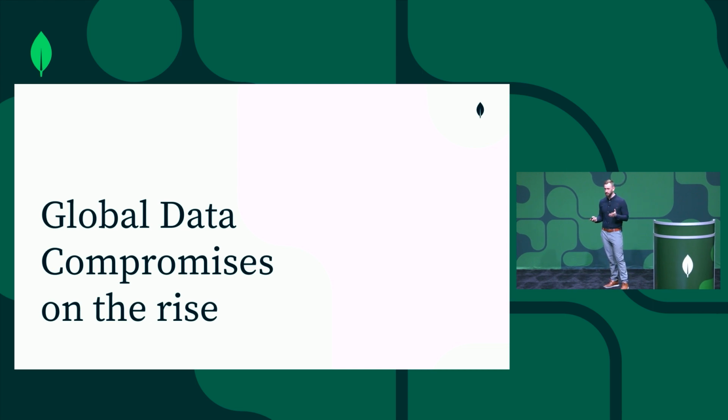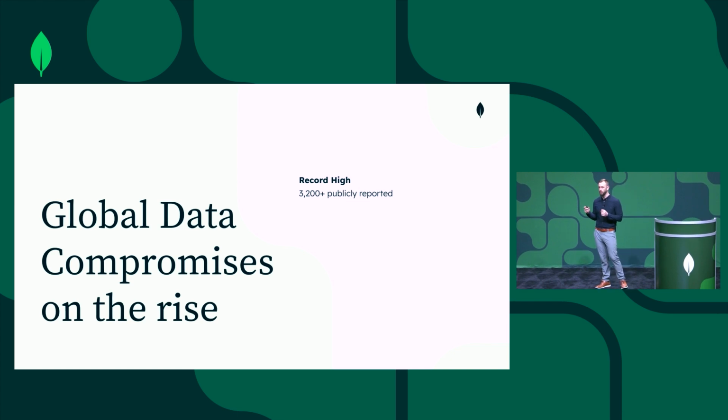First thing is that global data compromises are still on the rise. Last year in 2023, according to the Identity Theft Resource Center, there were 3,200 publicly reported data compromise events. The reason I put publicly reported here is this is how the Identity Theft Resource Center measures year over year, because it's hard to actually go into every single company and evaluate that. They use the publicly reported events to understand the trends. So these are not everything that's happened. These are the ones that have been publicly identified by the individual companies.